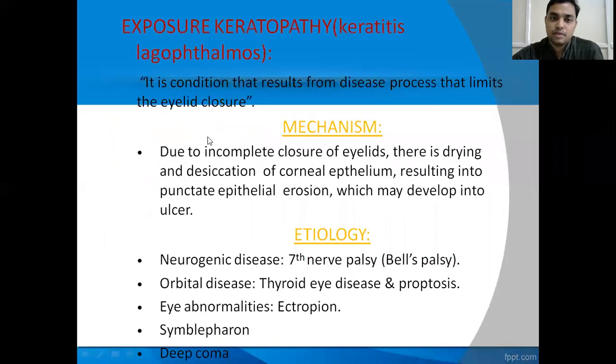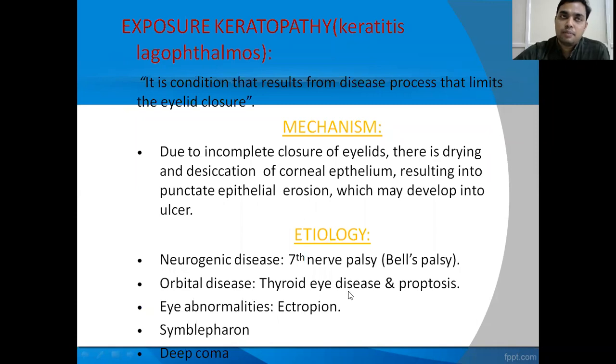Coming to the last one, this is exposure keratopathy, where we see lagophthalmos. In this condition, any disease condition where there is an incomplete closure of the eyelid leads to exposure keratopathy. As there is an incomplete closure of the eyelids, the eyeball is continuously exposed to the outside environment that leads to drying and desiccation of the corneal epithelium, resulting in punctate epithelial erosions, and finally ulcer formation.